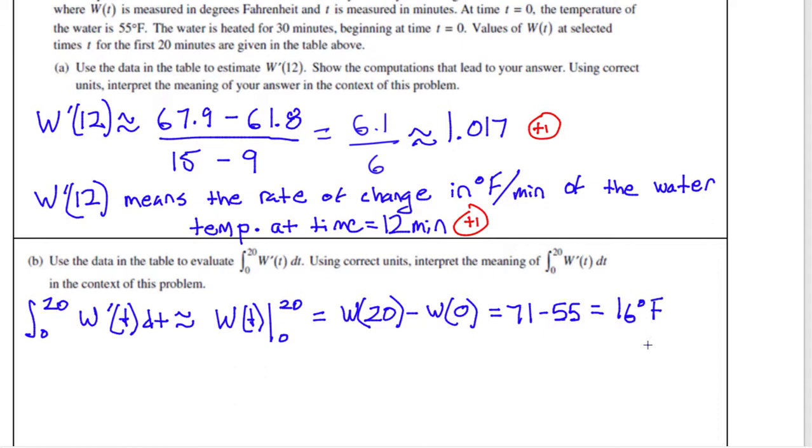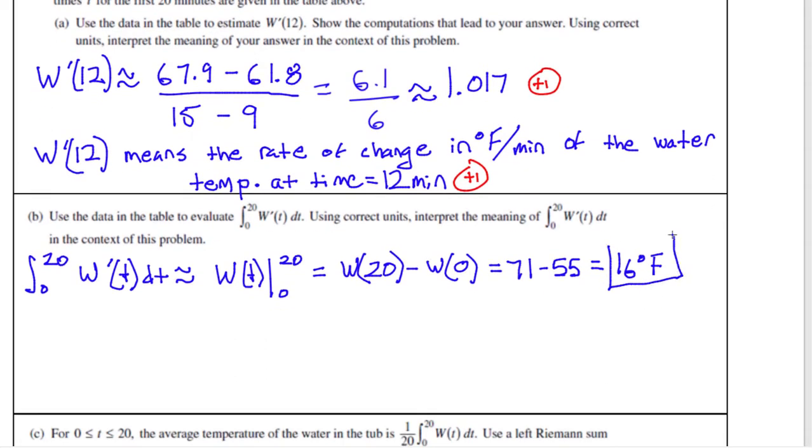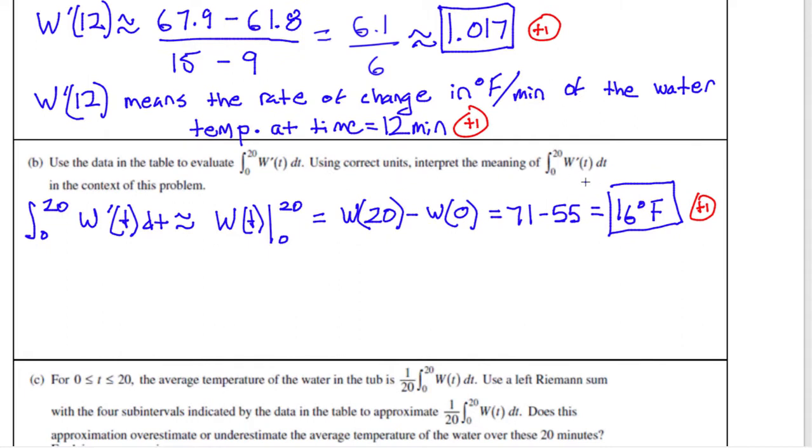Don't forget your units, degrees Fahrenheit. And we'll box it. That is our answer here. We should be boxing our answer up here. All right. So just by doing that, that is going to give you 1 point. And it also asks us to interpret the meaning of this. So what does this integral from 0 to 20 of W prime of T mean? Well, if it's an integral, it's going to be talking about total change. And in this case, it's going to be total change of the water temperature.